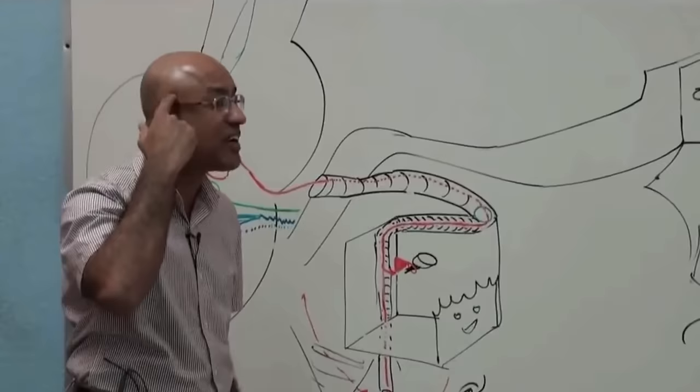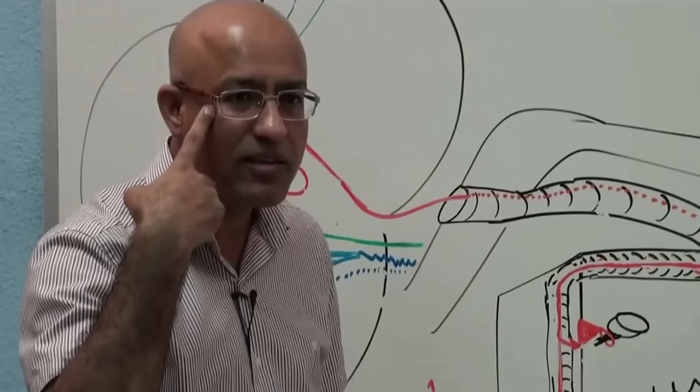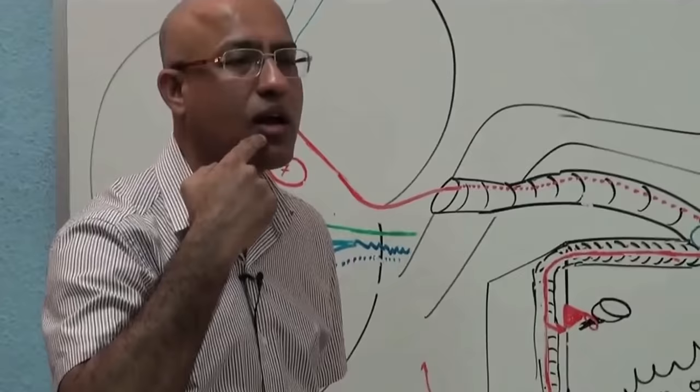Temporal. Then some move forward and a little upward. What is this bone? Zygomatic. What is this branch? Zygomatic. Right? And some fibers move like this, and they are going to supply the muscles around the mouth.